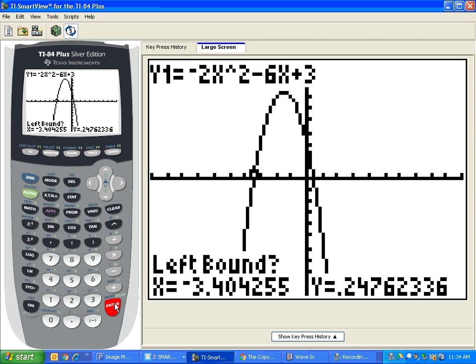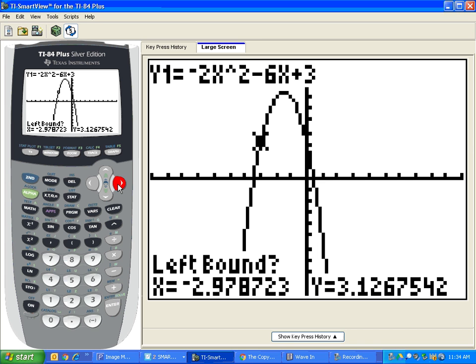My calculator is going to ask me 3 questions. The first one, left bound. What this is saying is, go to the left of where that x-intercept is. Right now, where my cursor is, it's kind of hard to tell with this particular point, but this cursor is blinking ever so slightly to the right of this intercept that I need to find. It's north and east, a little bit off to the right of that point.